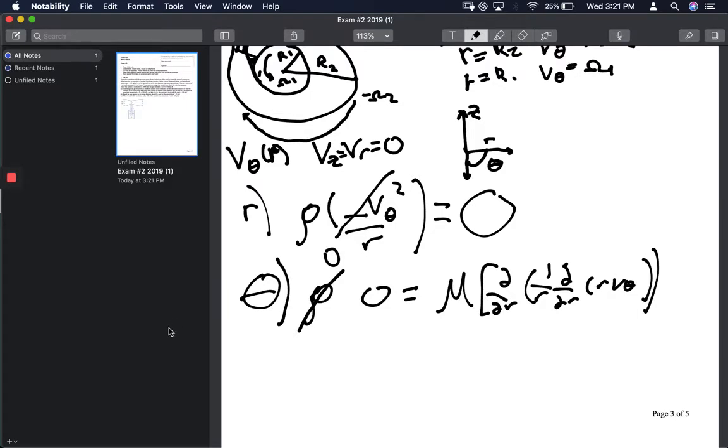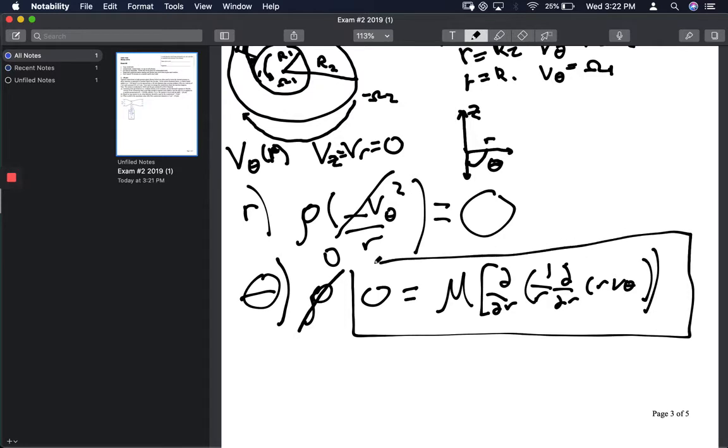Everything else actually cancels out, though, because the v theta doesn't change with respect to theta, v theta doesn't change with respect to z, and vr is 0. There also is no gravity component in the theta direction, so as you move around this cylinder, there is no gravity. So this is all that we're left with here on the theta component. This is also going to be our main differential equation.